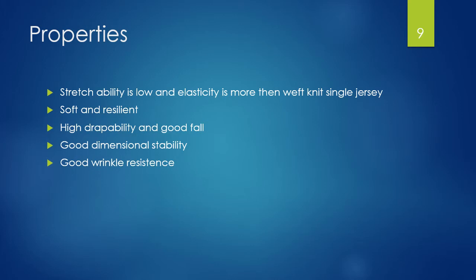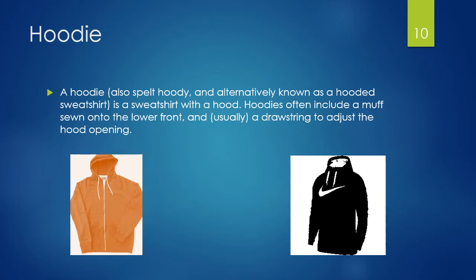Obviously if the t-shirt is not soft and resilient, then it cannot be comfortable to wear, and high durability and good fall. Then the second last property is good dimensional stability. Obviously the PK and polo shirt has good dimensional stability, good wrinkle resistance. Somehow the PK shirt and polo t-shirt have good wrinkle resistance. And this is my third article which I selected for my presentation, a hoodie.